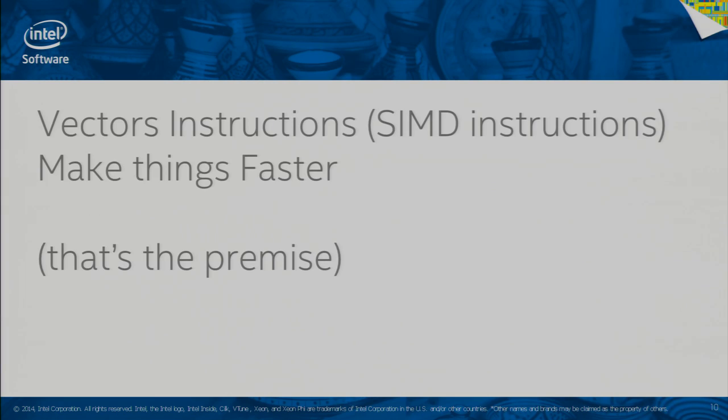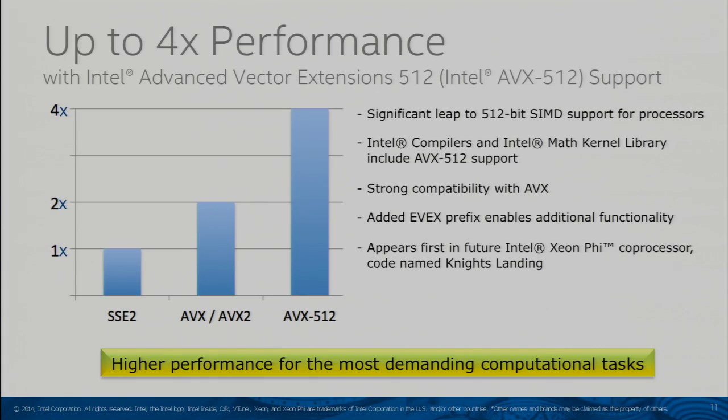Again, go back to the architects of our CPUs at Intel. They would say that the SIMD instructions we've added to the instruction set should make things go faster. In fact, wow, if you move from SSE to AVX 512, we should be able to quadruple the performance.